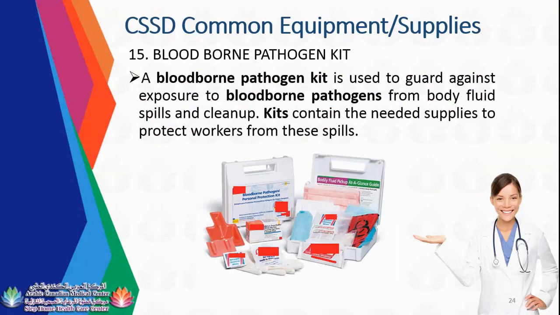Bloodborne pathogen kit is used to guard against exposure to bloodborne pathogens from body fluids, spills, and cleanups. Kits contain the needed supplies to protect workers from these spills. Guys, your bloodborne pathogen kit is actually a small size of your chemical spill kit. It has the same content.